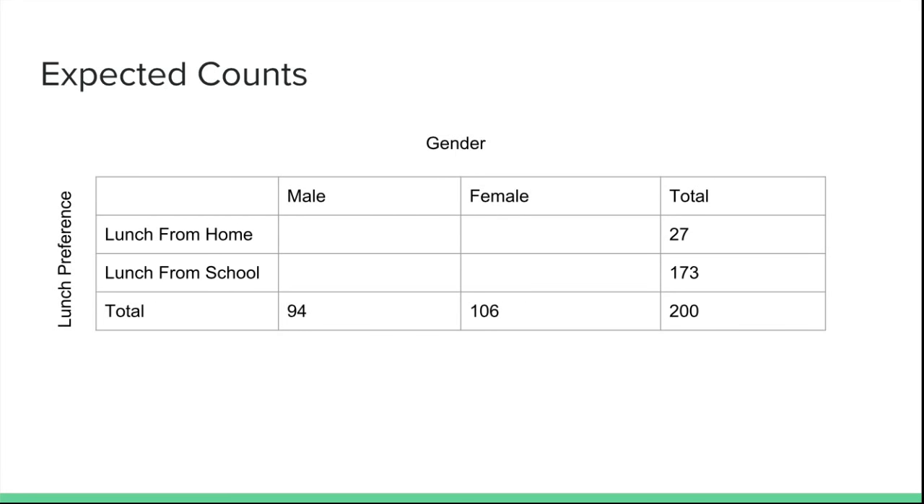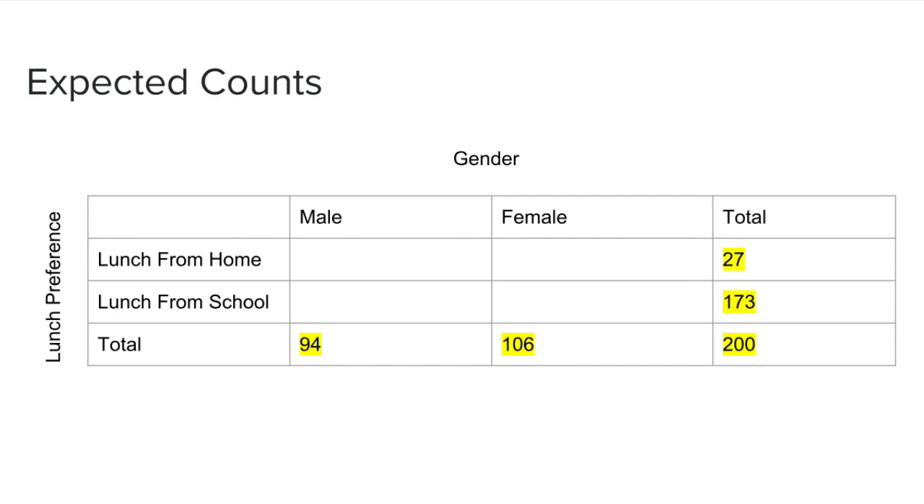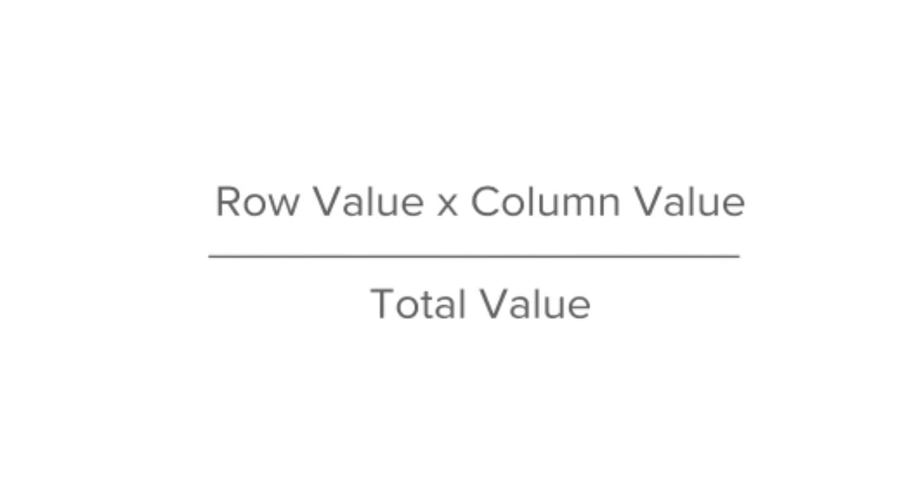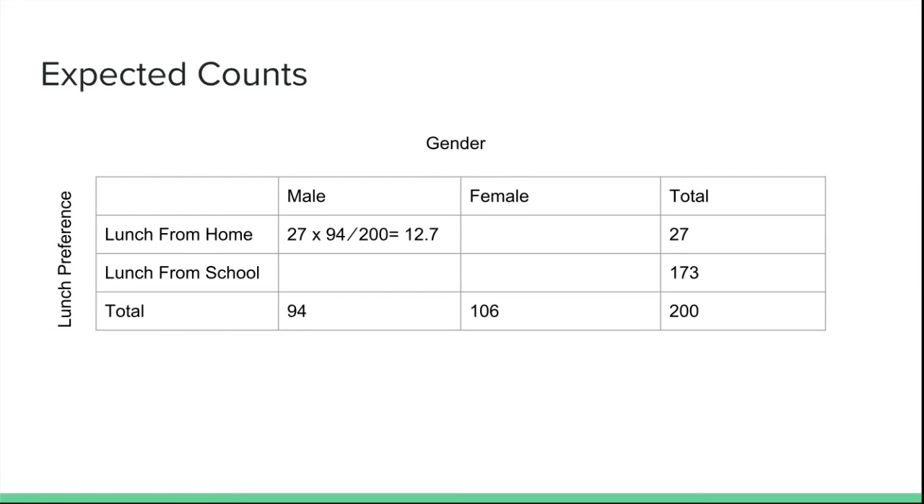First, we have to find our expected count values. To find the expected count values, you would use the observed table. You would set it up the same way and have the L shape that represents the total values from the observed table the exact same. For each of the 4 squares, you will multiply the total value for the row by the total value of the column and divide it by the overall total table value. For the quadrant dealing with male and lunch from home, you would use the row value of 27 and multiply it by the column value of 94 and then divide it by 200. This produces a value of 12.7.